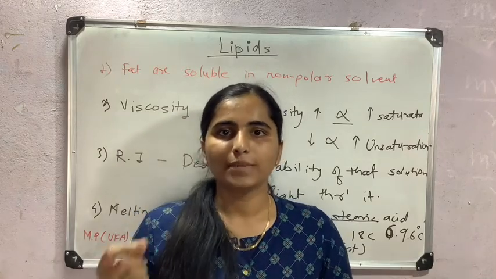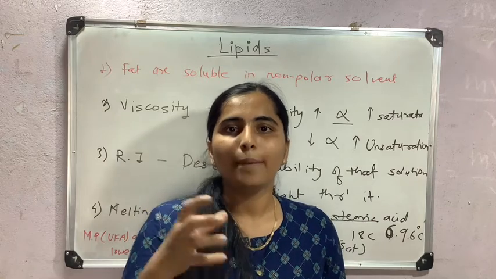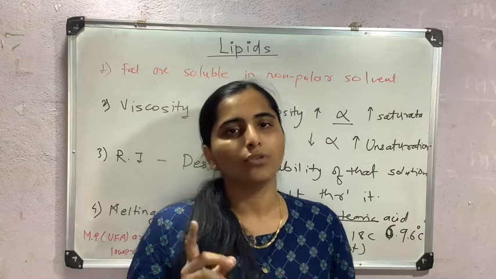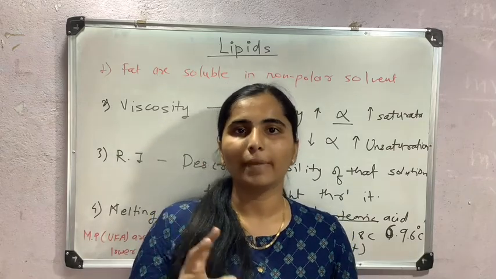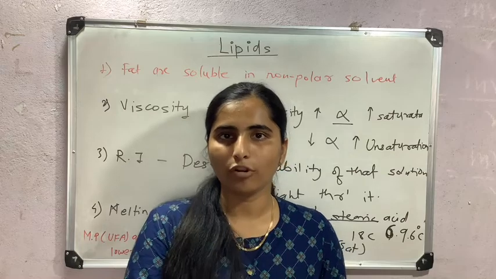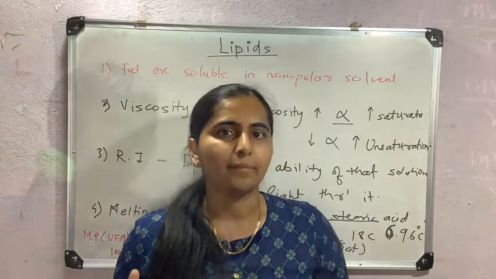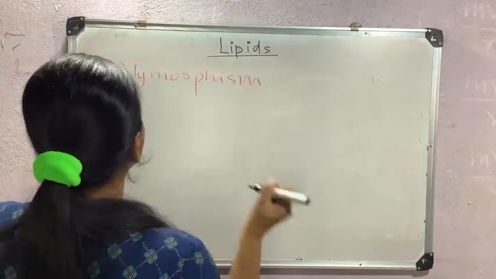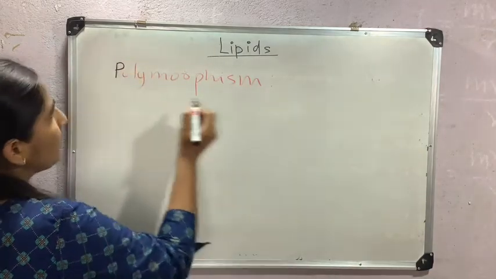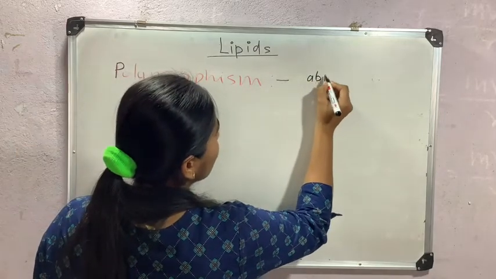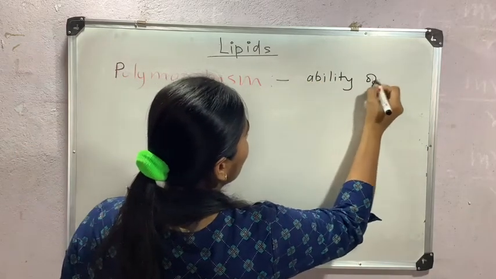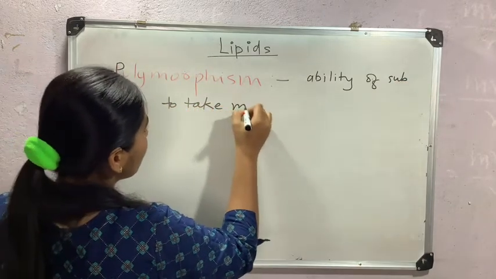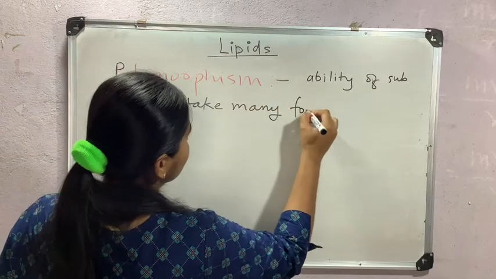What does polymorphism mean? Polymorphism is the ability of a substance to take many forms. Like carbon, you know that carbon is found in two main forms: the common black carbon form, and another is diamond. Polymorphism is the ability of a substance to take many forms.